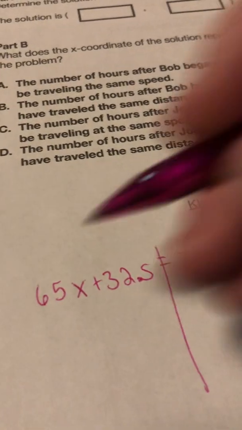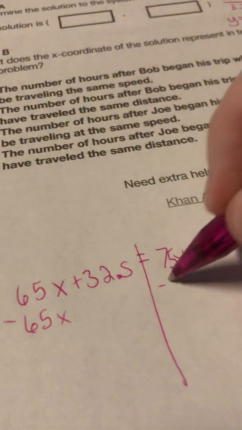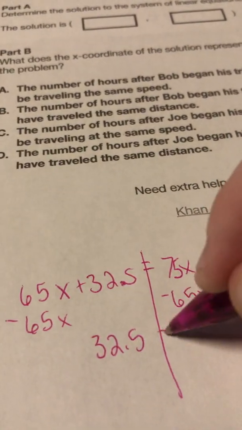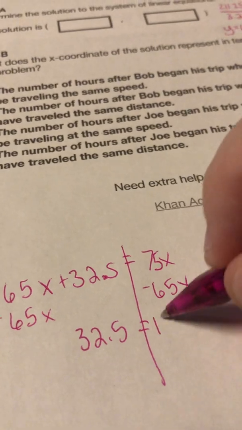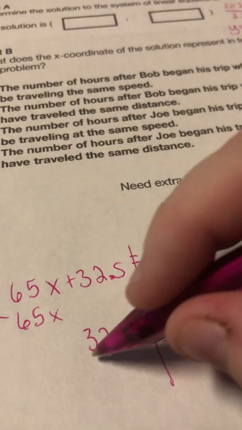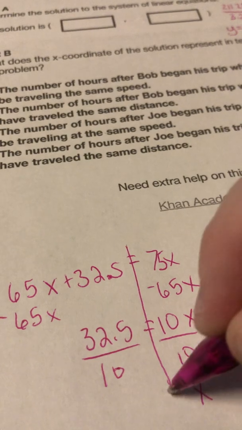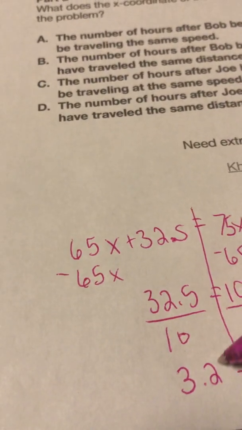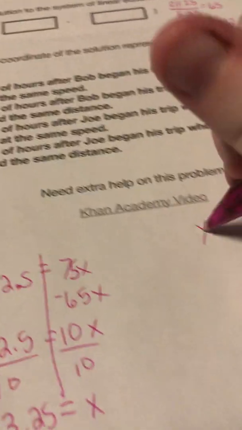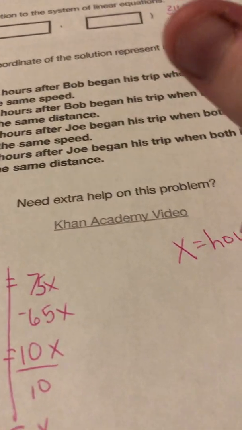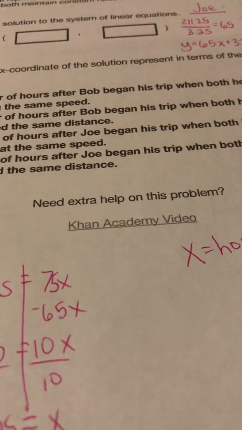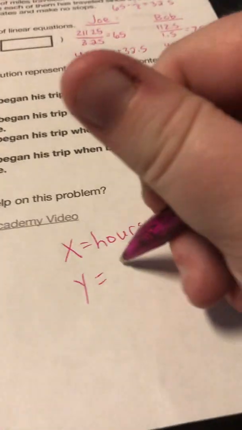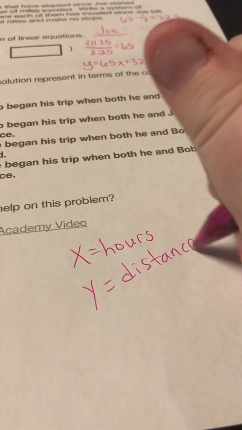To solve this for x, I would need to subtract 65x from both sides to get my x's all on one side. I have 32.5 on this side. Over here, 75 minus 65 gives me 10x. I would then divide both sides by 10 and find out that x is equal to 32.5 divided by 10, which is 3.25. If you recall, x was standing for our number of hours after Bob leaves, since Joe left first. Y is how far they've gone, so their distance, in this case in miles.